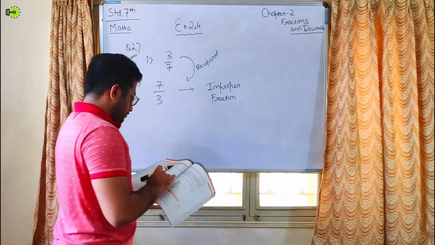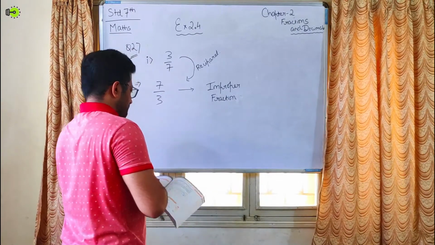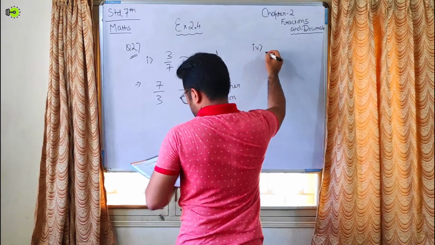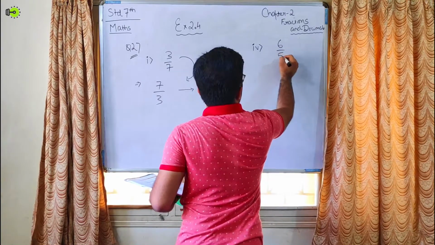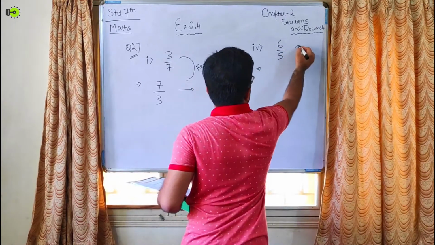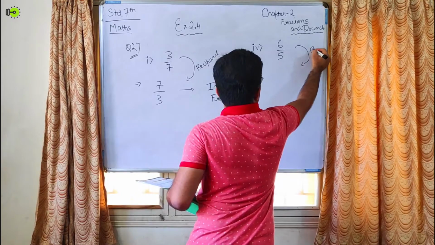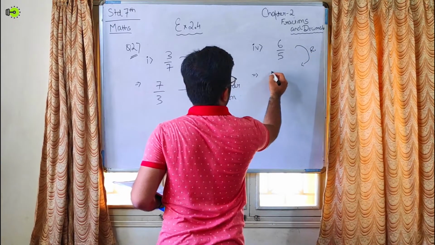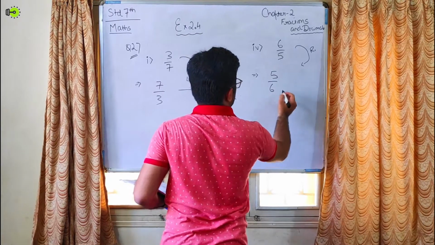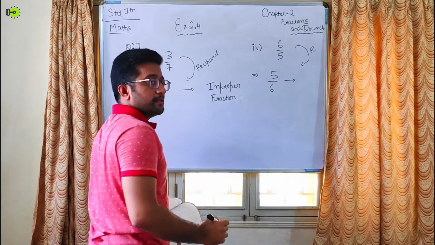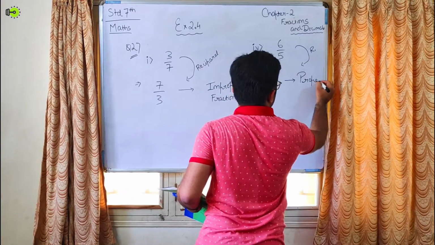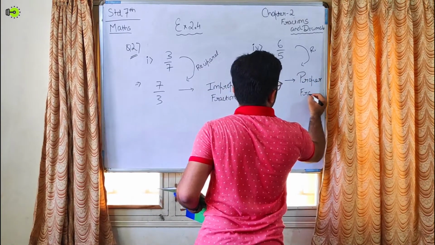Similarly, we can try the fourth one, that is 6 by 5. Okay, let us convert it into reciprocal. So it will be 5 by 6. Now we know that 5 by 6 is, yes, a proper fraction.